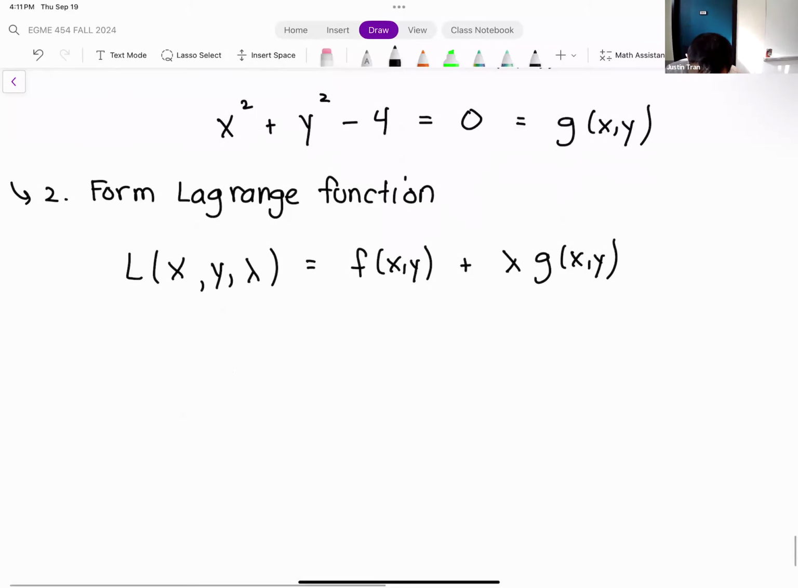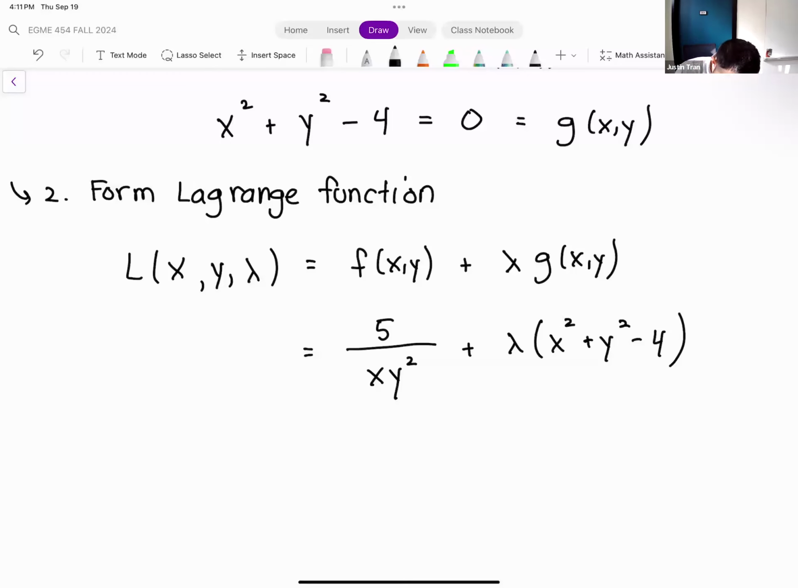So let's plug in. So we know f of x and y in this case is 5 divided by x y squared. And our constraint here is lambda times the quantity x squared plus y squared minus 4. And that is our Lagrange function, just our original objective function plus lambda times the constraint.